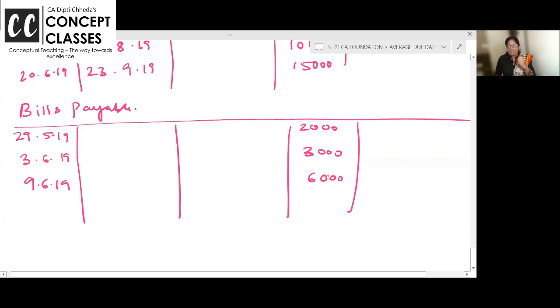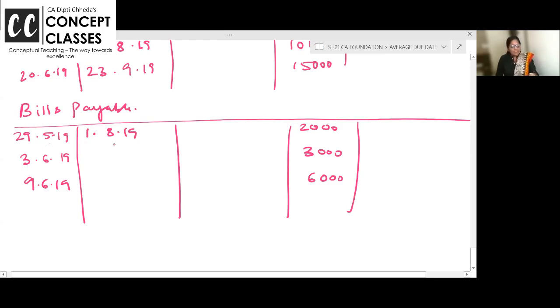Problem number 7, are you able to take the figures now? 29th May, 2 months. So to 29th you add 3 days grace: 30, 31 and 1st. 1st of June, and from there you have to take 2 months. So 1st June, 1st July, 1st August 19. 1st August 19 is the due date. I hope you all are getting it. 2 months means 5 plus 7, but 3 days grace are also there.